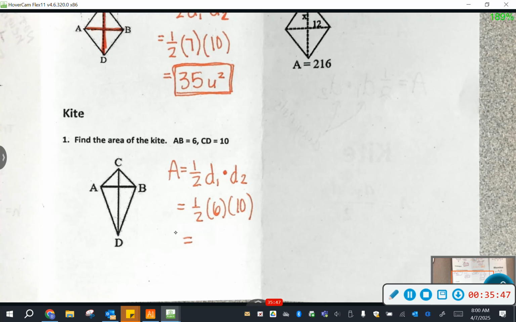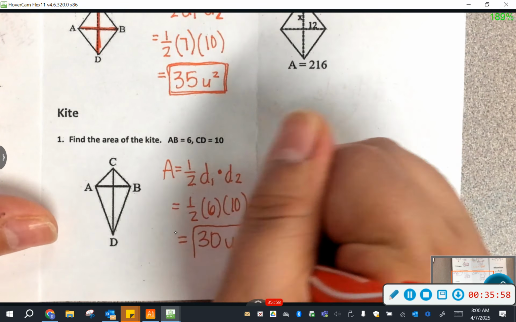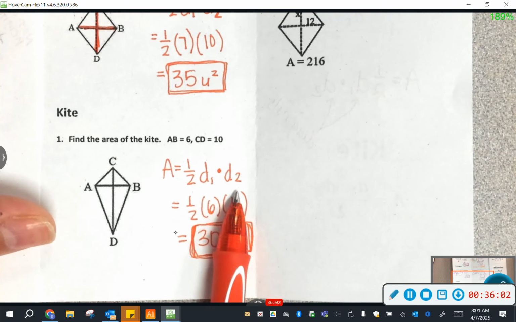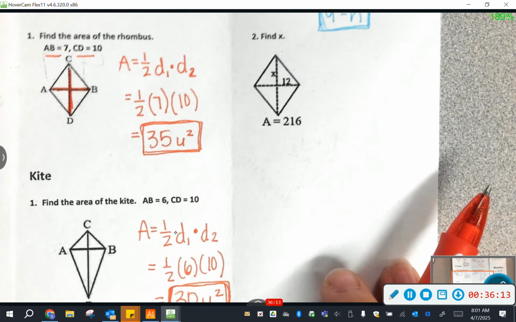Wouldn't it be 30? Why would it be 30? Because you're dividing it. Yeah, what's 6 times 10? 60. And half of 60 is 30 units squared is my answer. Again, do y'all see how we are multiplying? The only time you're adding in any of these besides perimeter is the base 1 and base 2 in trapezoid. All right, last one.